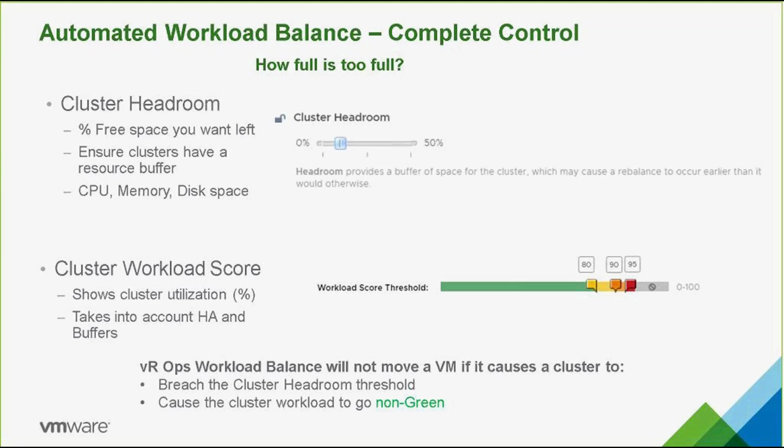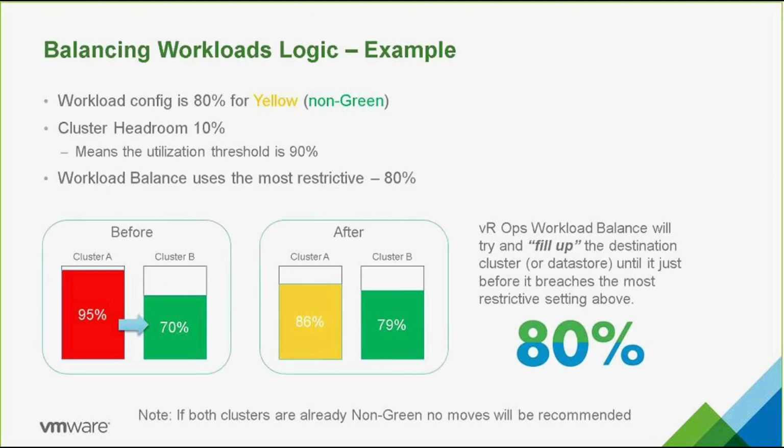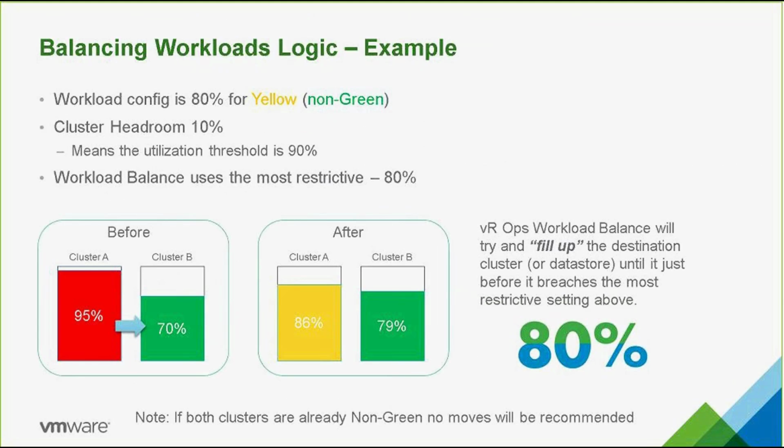So let me put it this way. You should only make the move if the cost of the move is less than the performance benefit you will get from the move. And that's what we take care of with this simple setting available within the settings button, as I said earlier. Just to explain that, you can see over here that I have two clusters, cluster A and cluster B. Cluster A is red at 95%, while cluster B is at 70%. This is the current workload.